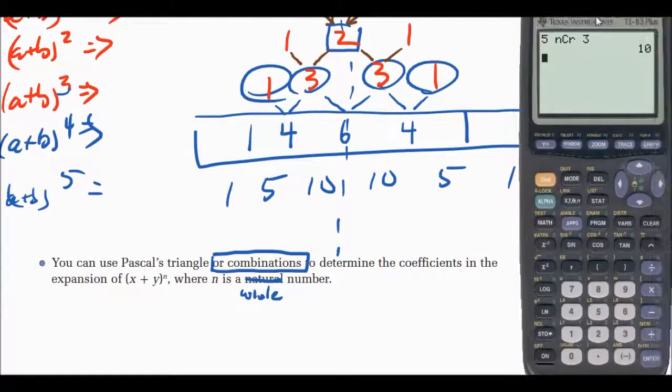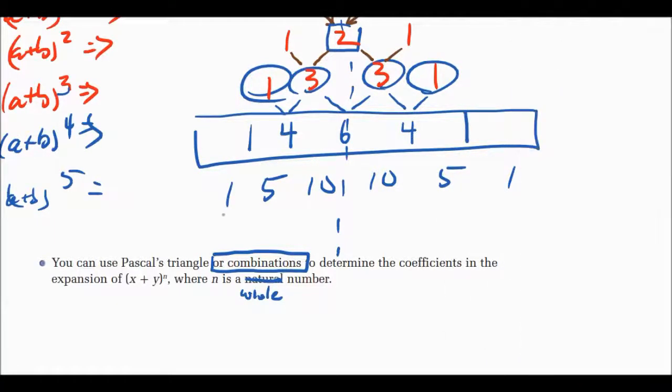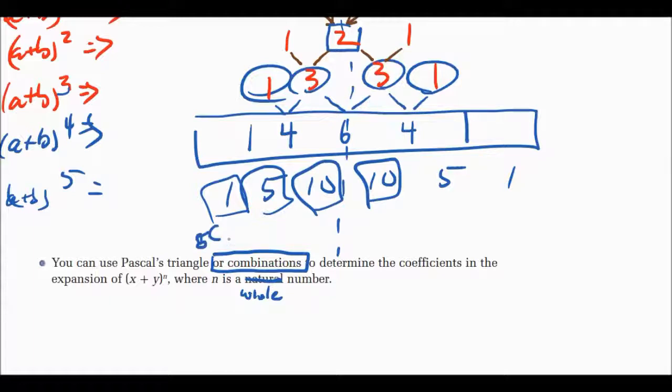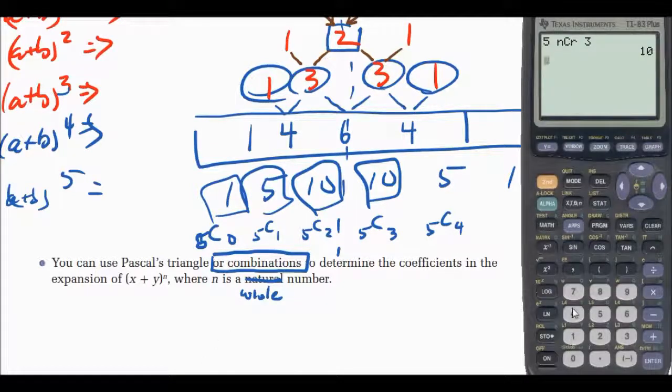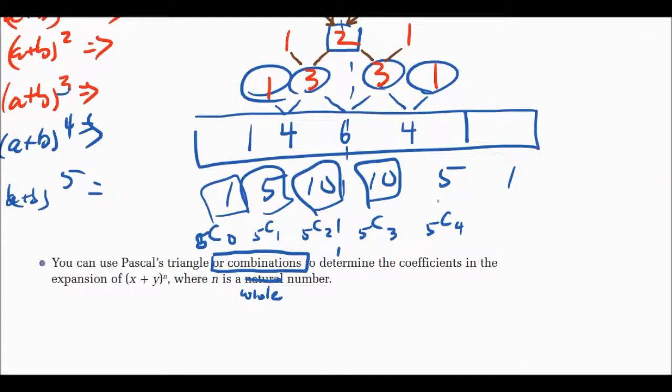Is anyone recognizing anything here? 1, 5, 10, 10. So what did I do? I did 5 choose 0. We did 5 choose 1. We did 5 choose 2. And we did 5 choose 3. What do you suppose 5 choose 4 might be? Let's double check that. This is so frustrating, this calculator. All these button pushes here. 5 choose 4. It is 5. And then 5 choose 5 is 1.